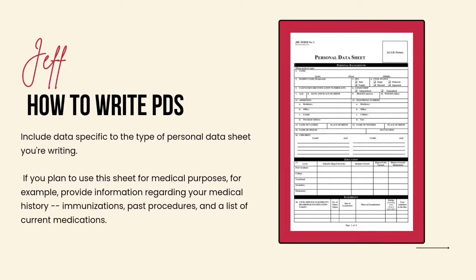So when writing personal data sheet, you should provide data specific for the type of the personal data sheet you are writing. So for example, if the personal data sheet is for medical purposes, you should provide information regarding your medical history, immunizations, and past procedures, and a list of current medications. So when writing personal data sheet, yung mga information na ilalagay mo, dapat relevant sa kung anong klaseng personal data sheet yun.